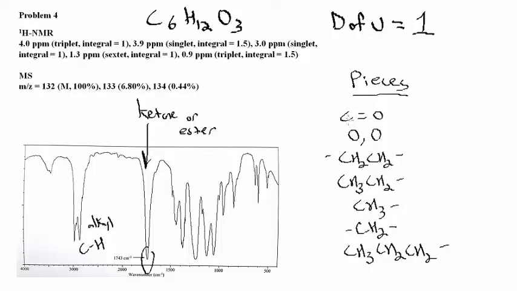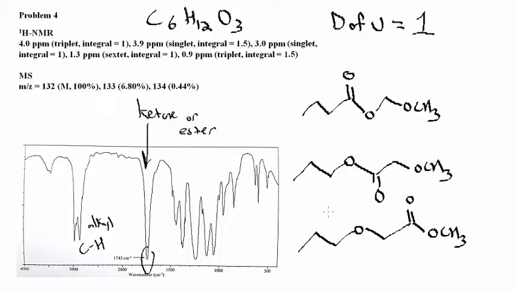The coupling pattern suggests that we have a propyl group, so that's CH2, CH2, CH3. But that propyl group cannot be attached to OCH3 because this creates one whole molecule but leaves some pieces unused. The propyl group can't be attached to CH2 because the resulting structural piece would have a different H-NMR splitting pattern than what we see here. So this leaves the fact that our propyl group is going to be attached to an oxygen atom or the carbonyl.